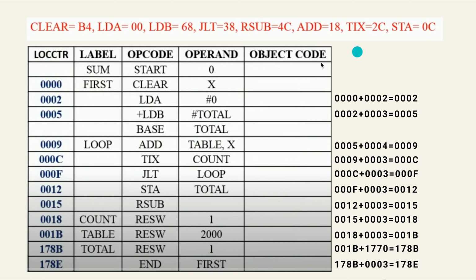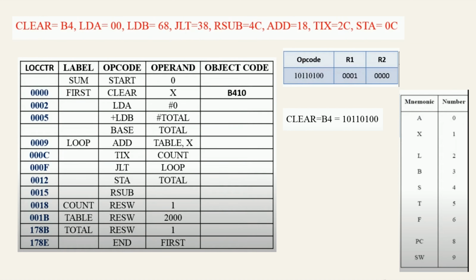Using these values, what are we going to do now? We are going to generate object code. Let us see how to generate object code for each statement. The first statement is first clear X, correct? It starts at this line, the second line, so I have written 2 over here. Okay, let's see how to generate object code for that.